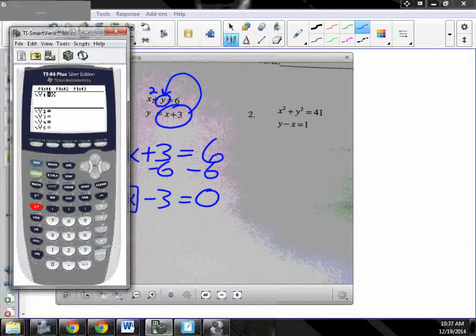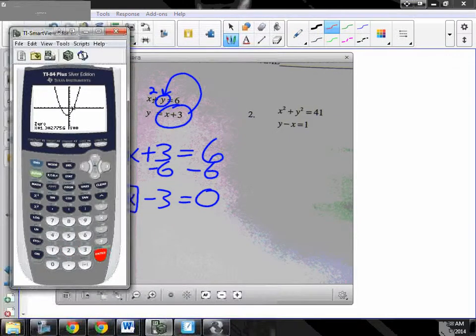So x squared, what was it, plus x minus 3? Is that right? Okay, graph. All right, one of my answers looks really close to 1.5. So I'm going to do second, calc, number 2 for 0. My left bound is 0, my right bound is 3, and my guess will be 1. And I get x equals 1.3.